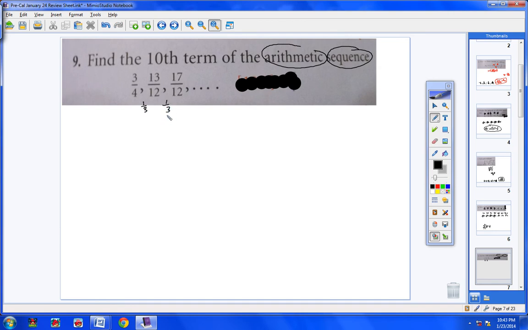So, we do know now that our common difference is 1/3. That's what we're adding over and over and over. And we know our first term, of course, is 3/4. Now, if we want to find the 10th term, I would recommend we first find the nth term. And of course, the formula for that is a subscript n equals a subscript 1 plus n minus 1 times d. So very quickly, my first term is 3/4 plus, and then n minus 1 times d, and d is 1/3. So there we have our nth term.